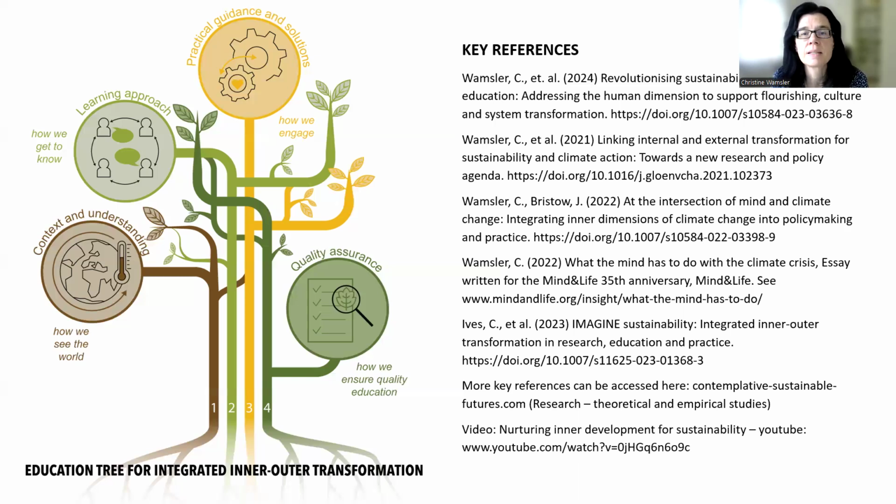So once participants have gained a comprehensive understanding of the nature of the sustainability crisis we are facing, the need for integrative approaches and methods to address these crises becomes obvious. And this leads to the second key essential, the second branch of the tree, which is about how we get to know or how we learn. So mainstream cognitive teaching approaches are not sufficient.